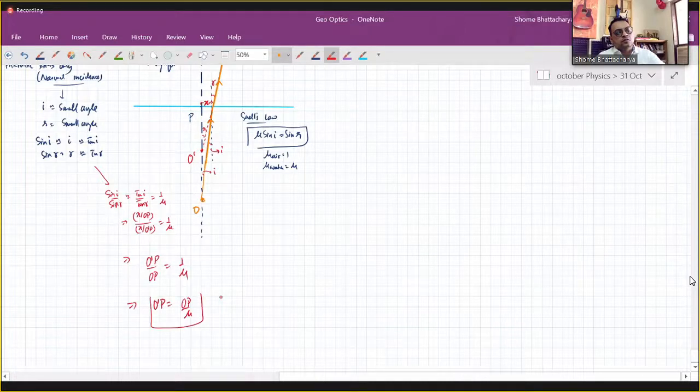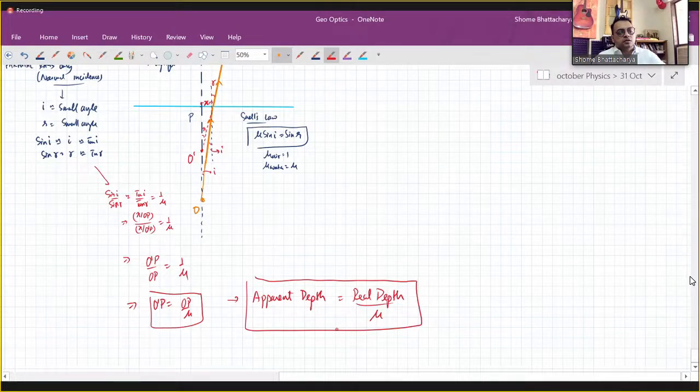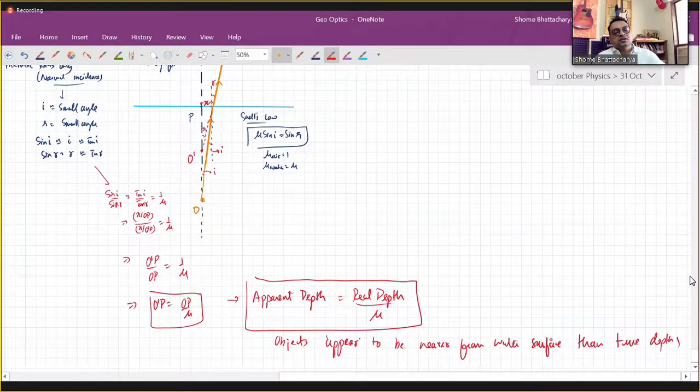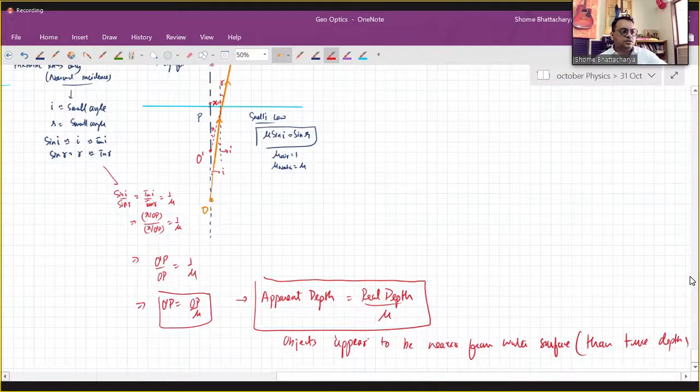So the apparent depth is the real depth divided by the refractive index of water in this case. Okay. So objects appear to be nearer to the water surface than the true depth. So this is an important formula and its application. So make a note of this, and with this we complete today's session.